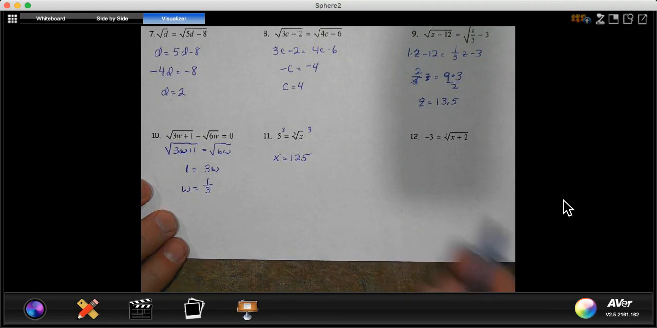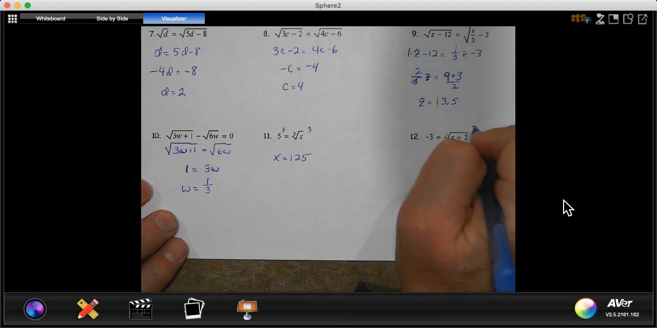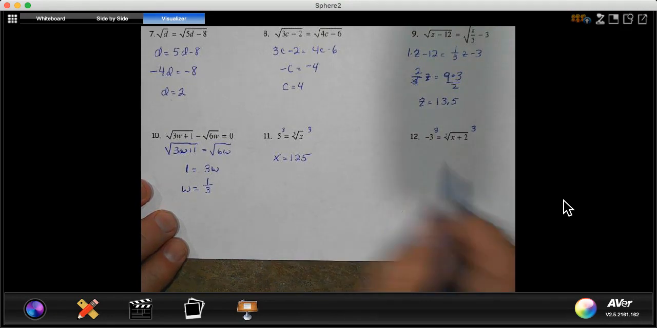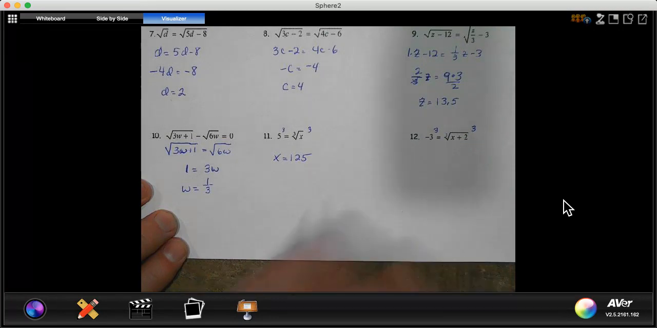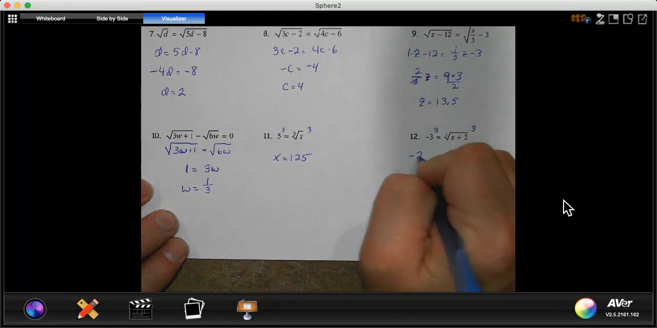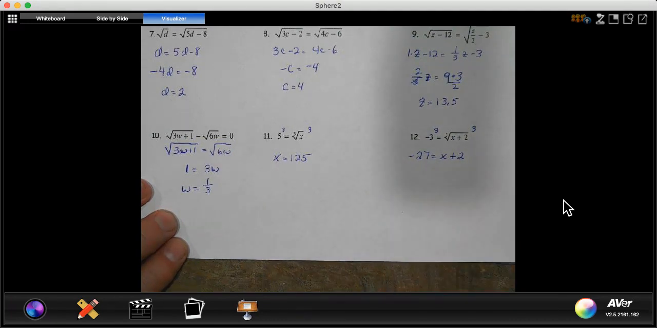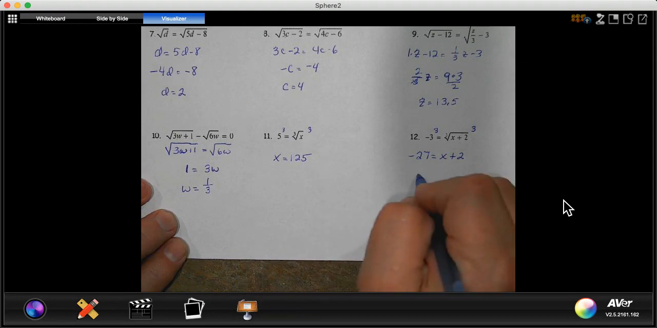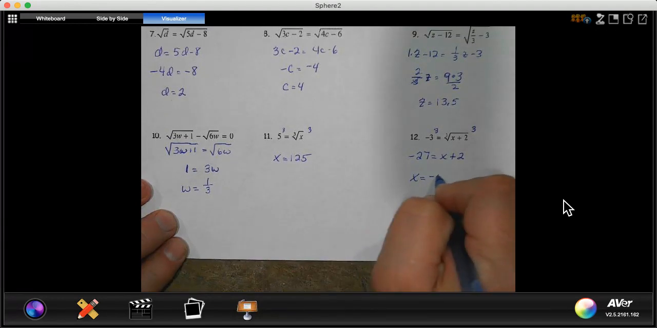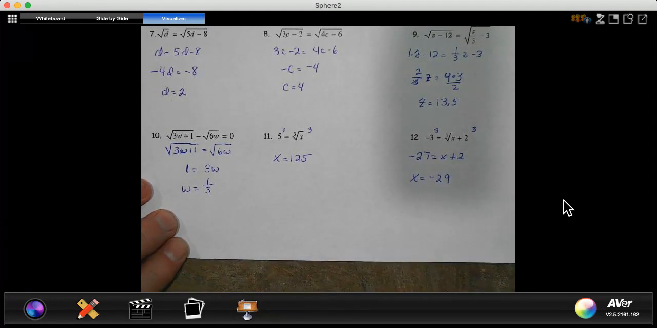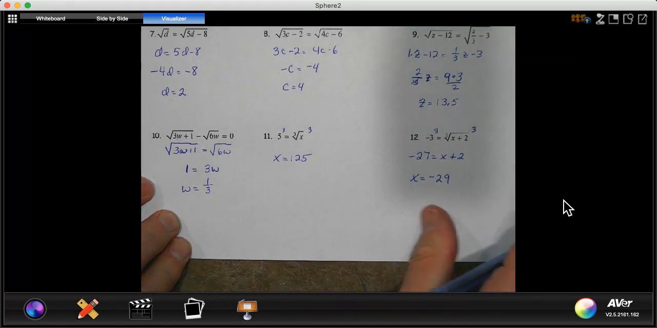12, you can cube root negative, so I'm going to cube both sides. So what is negative 3 cubed? Don't trick yourself into thinking that's something different. That's negative 3 times negative 3 times negative 3. So that's negative 27 is equal to x plus 2. And then minus 2 to both sides and turn it around. So negative 29. Don't need to check your answer.